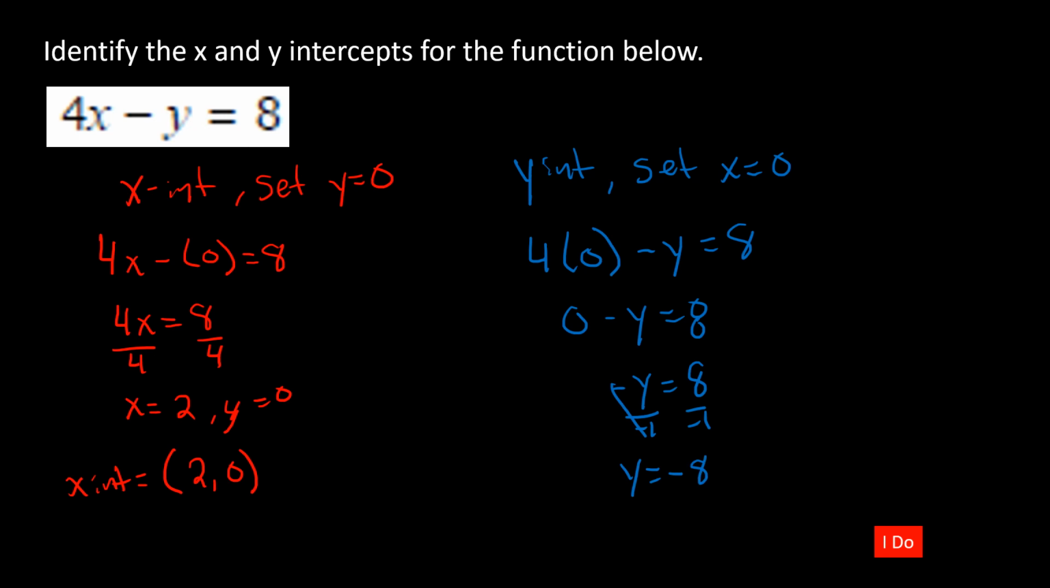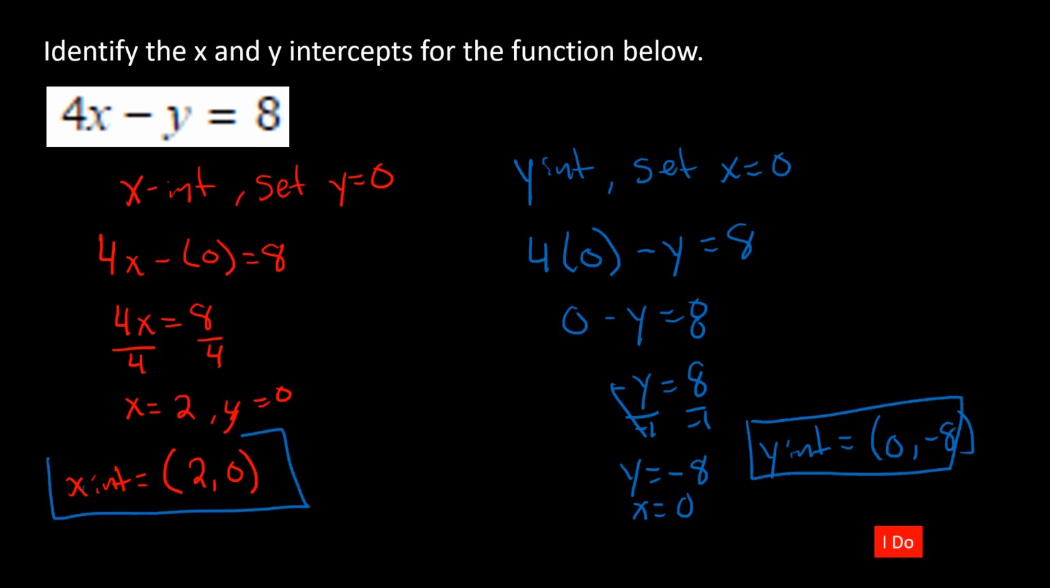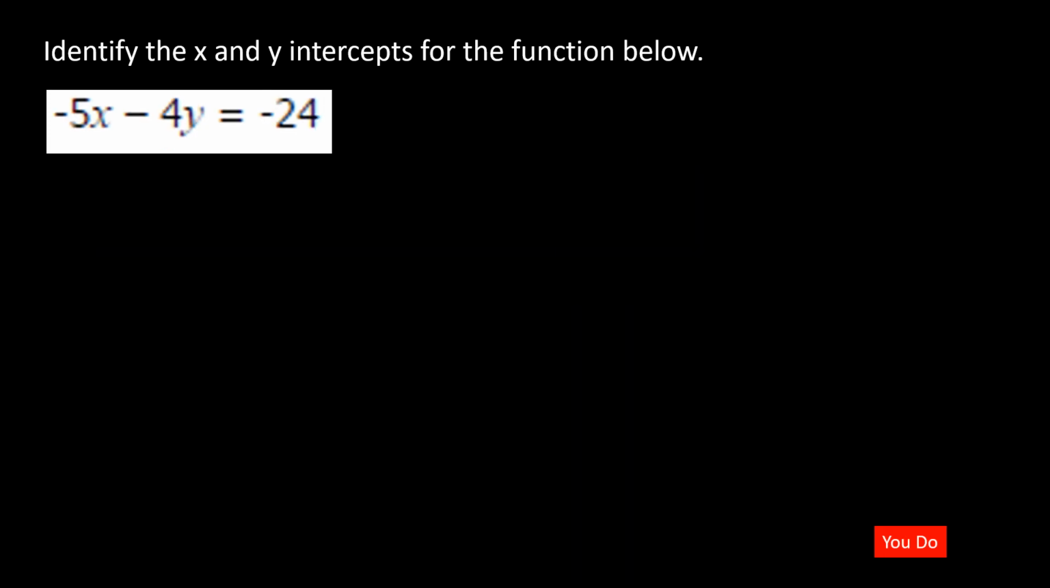And this happens when x equals 0. So we have our y-intercept equal to (0, negative 8). And here's one answer, and our other one. Important skills, this is one that we spent the whole day on, so I want to make sure that you guys are very versed in this one. Now it's your turn. You're going to do the exact same thing.